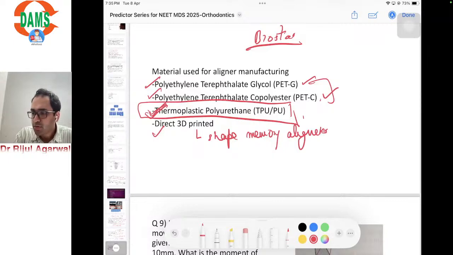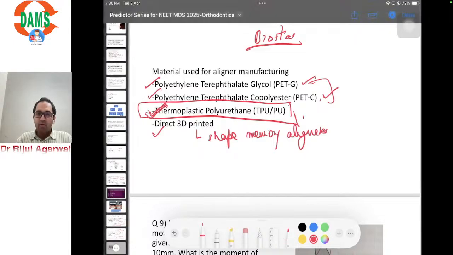Sorry for the interruption. I'll get back to the question, which malocclusion correction is possible with aligners. Nowadays these directly 3D printed aligners are known as shape memory aligners. So what are shape memory aligners?